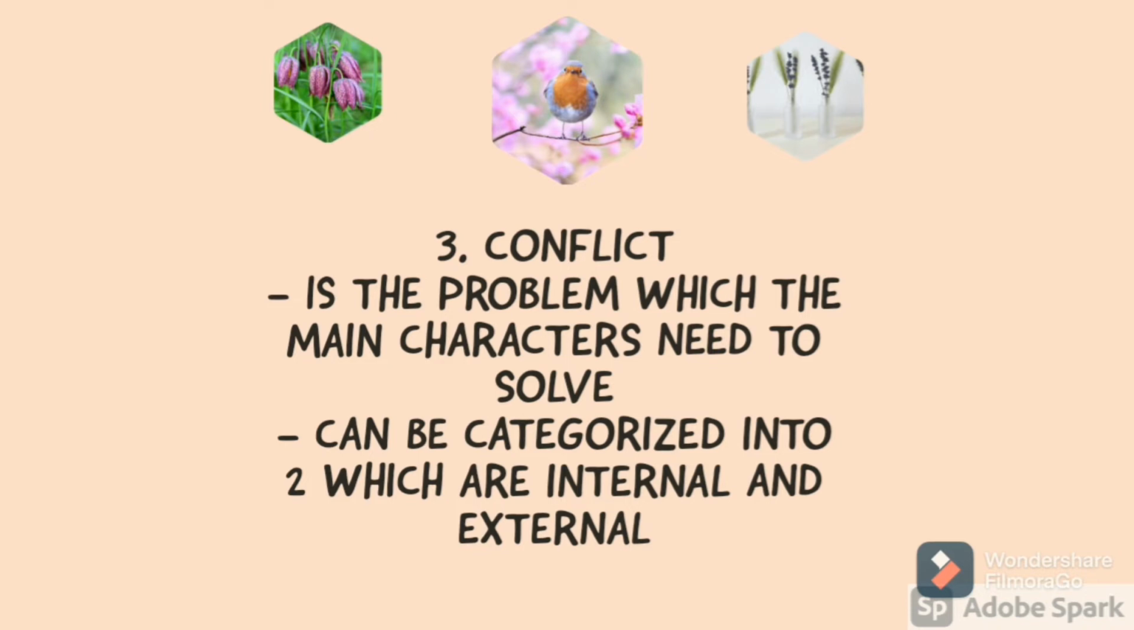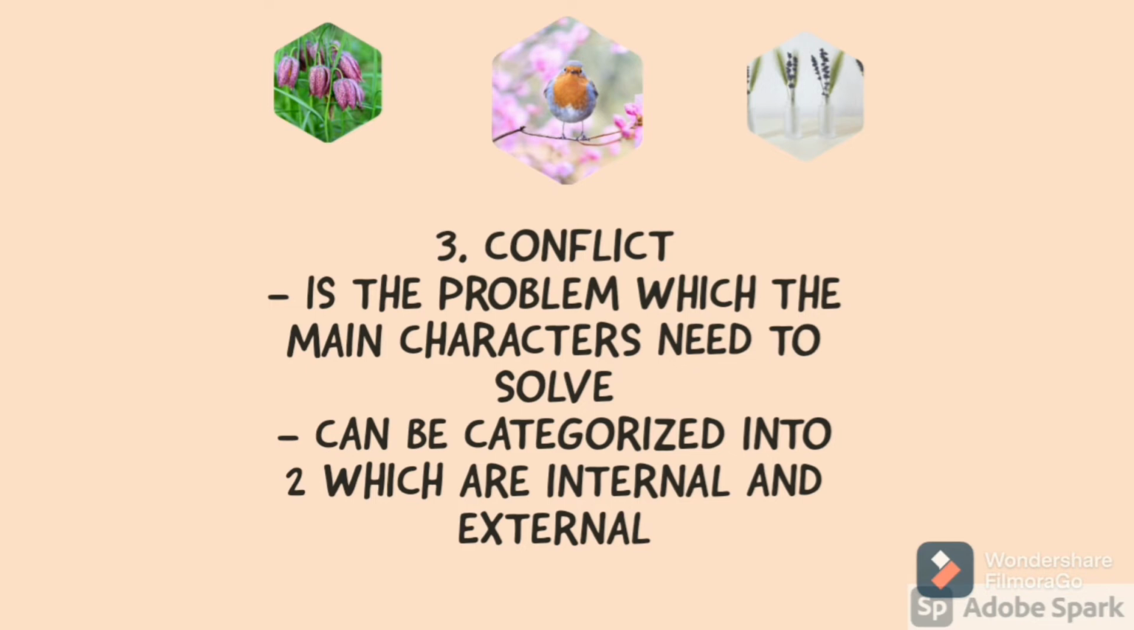On the other hand, external conflict happens when the character's problem is caused by the people or things around him. Man versus man is a type of external conflict. It happens when a character is struggling because of another character's decision or action. For example, Andrew was forbidden by his parents to go to school.